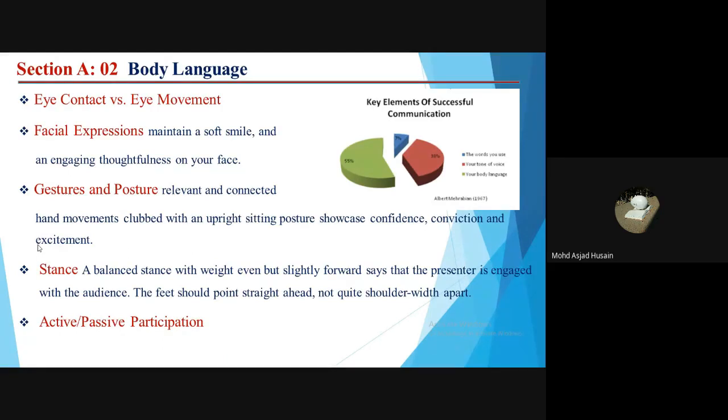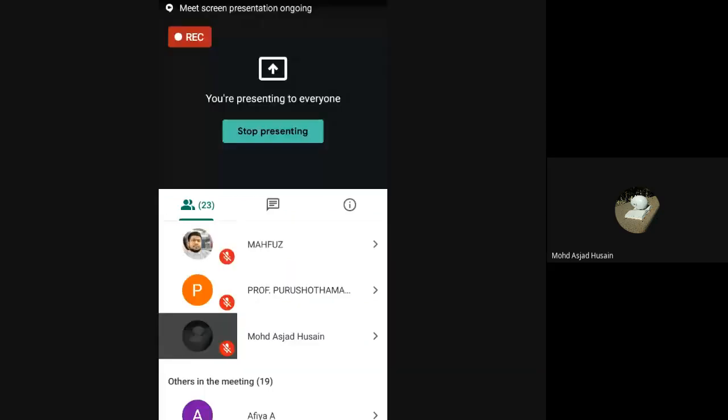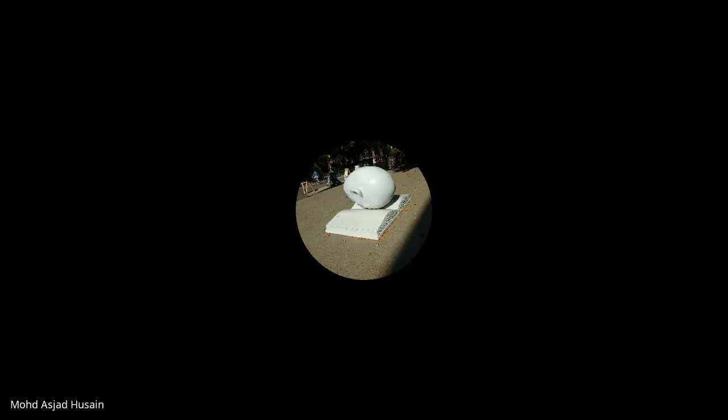Next is gestures and postures, relevant and connected hand movements. When we are in an online conference, it's only our hands that are visible to our audience most of the time. Our entire body is not visible to the audience. So relevant hand movements are important, and they should be clubbed with an upright sitting posture. Sitting posture also looks different based on the camera position. So you don't know how you are looking to other people on their screen. That may differ, but you can just try to be as best as you can.